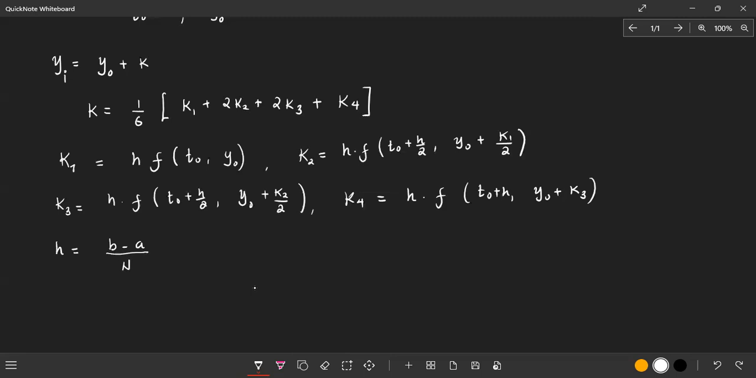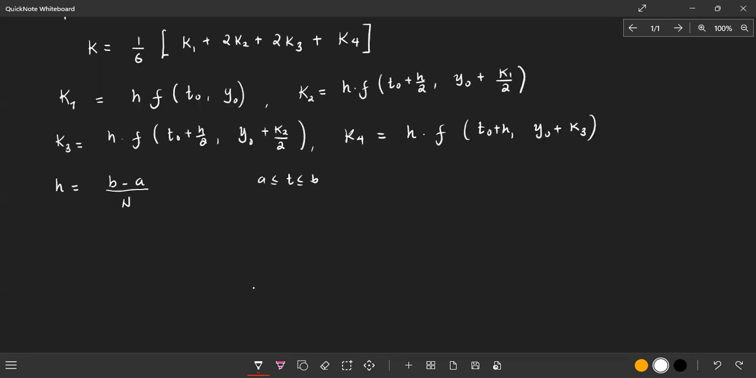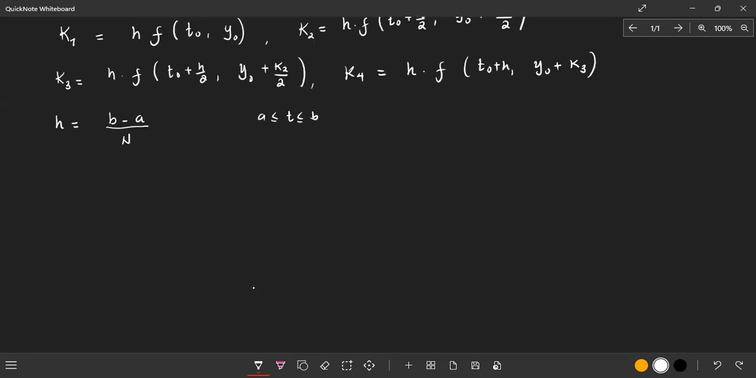Remember that [a, b] is a given interval, right? So in our case here, the interval is from 0 to 1. So it means that our a is 0, our b is equal to 1. So our h will be equal to 1 minus 0 divided by how many intervals? 5 intervals. So this gives us the value of h to be 0.2.